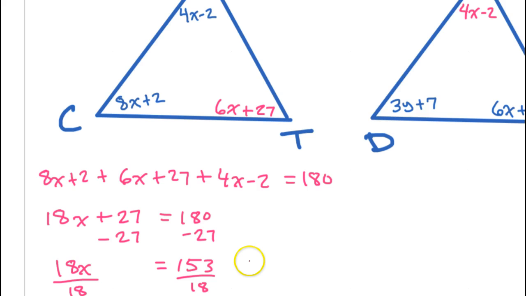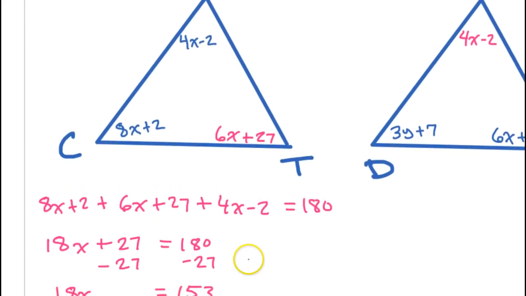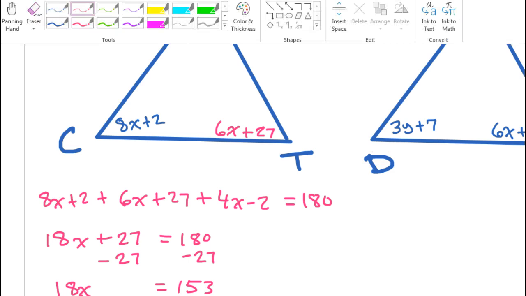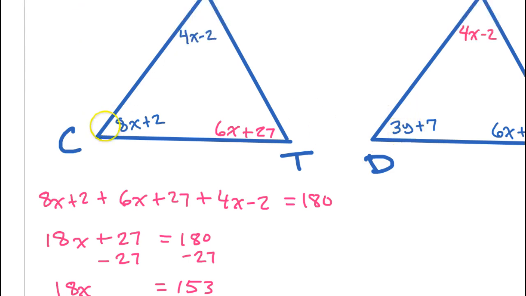All right, so now I just need to find y. Well, y is right here in this expression. I feel like changing colors for a second. So you see how angle C corresponds with angle D. So these two should be equal to each other. So in other words, 8x plus 2 should equal 3y plus 7.